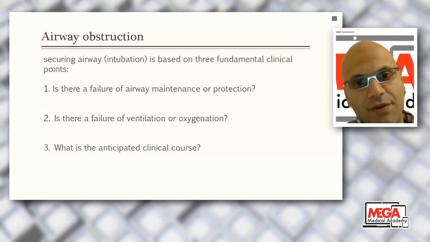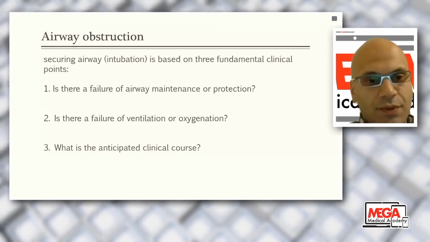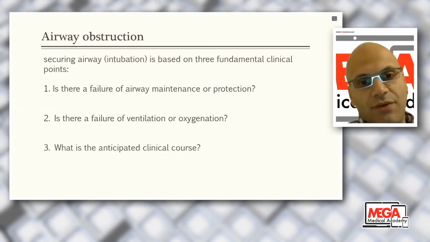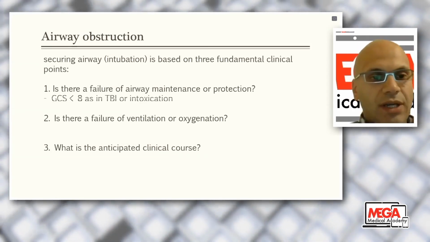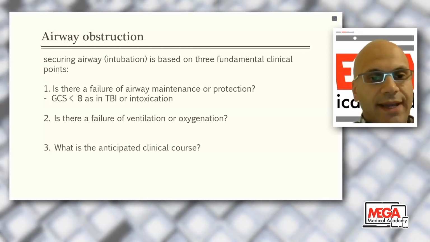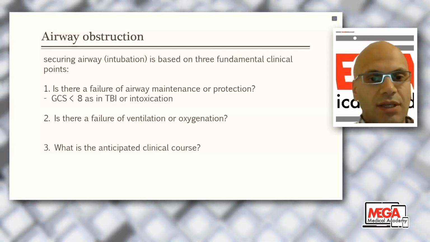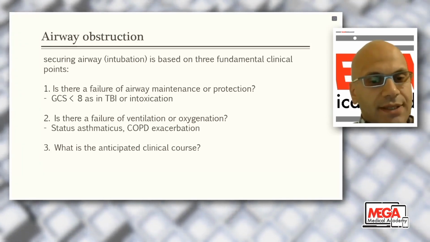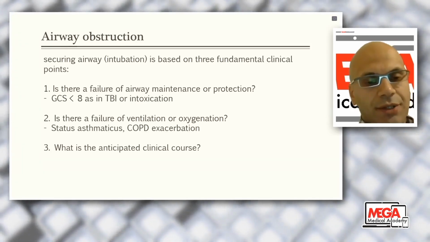So intubation is based on 3 fundamental clinical points. All of us know about this one. The first question: is there a failure of airway maintenance and protection of the airway, like a low GCS of less than 8, in traumatic brain injury or in intoxication? Is there a failure of ventilation and oxygenation, like status asthmaticus or COPD exacerbation?